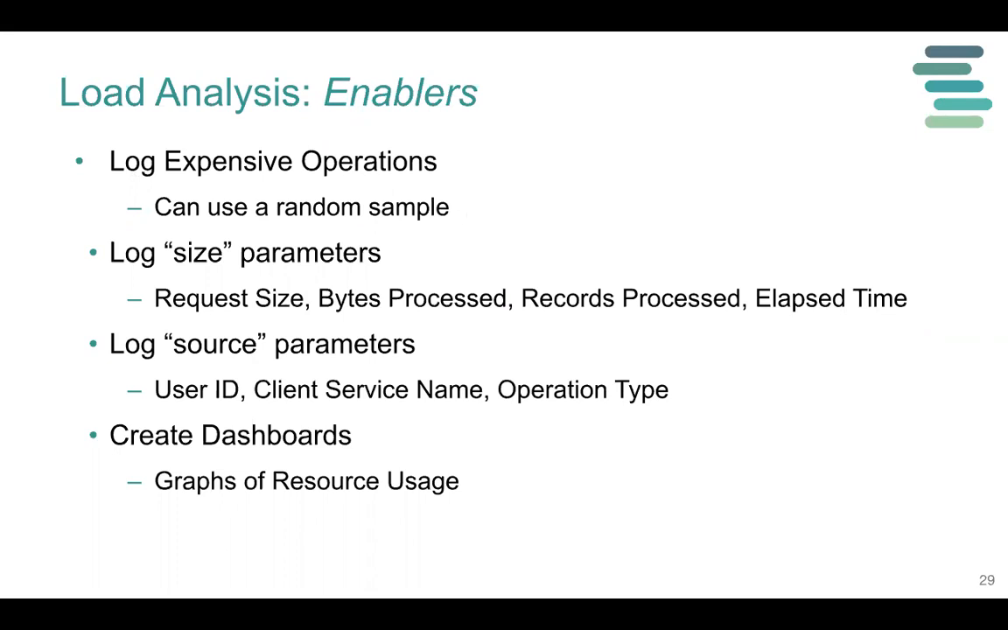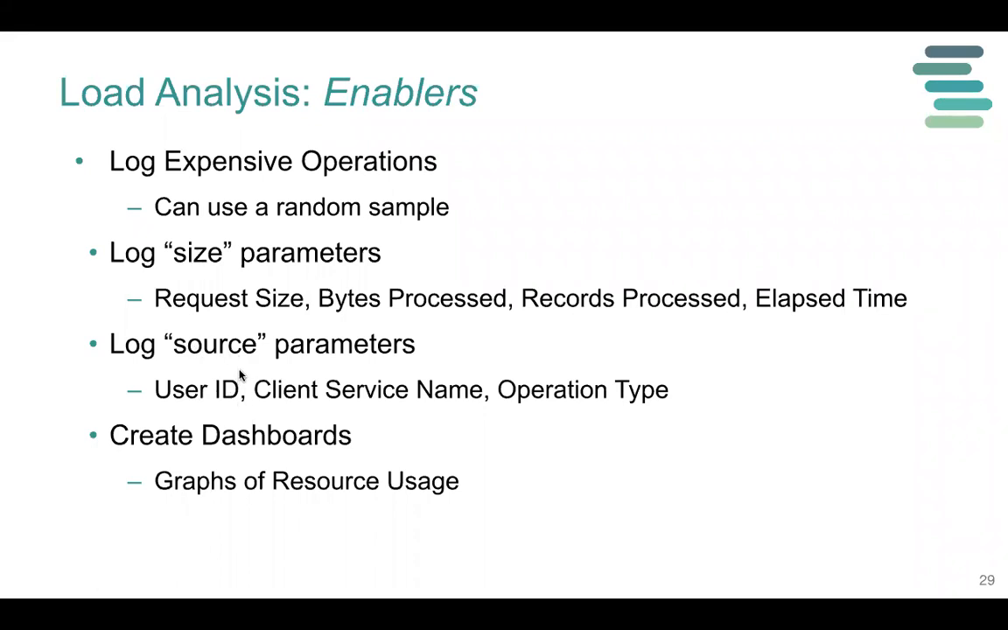If you're logging just one operation in 10, that will still give you an excellent statistical picture for the kinds of questions we've been asking here: which operations occur the most frequently, what's their average size, and so forth. It's critical to log size or cost parameters, the information that will tell you which operations used the most resources. And also source parameters. What did we do and why did we do it?